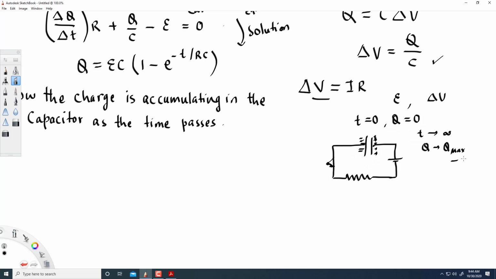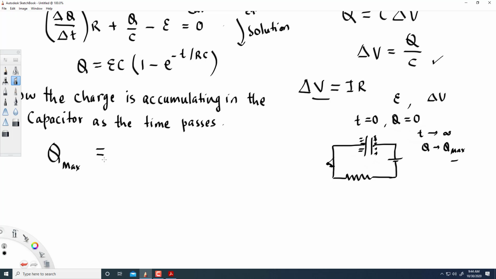So that's what happens in the capacitor. After charging the capacitor for a long time, it attains the maximum charge, which is when time goes to infinity. Infinity means after a long time. So number 3, let's look at that. Find the expression for the maximum charge in the capacitor. So we want to find the expression for Q max, maximum charge.